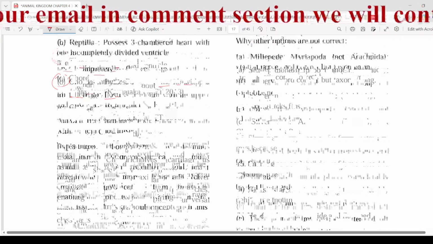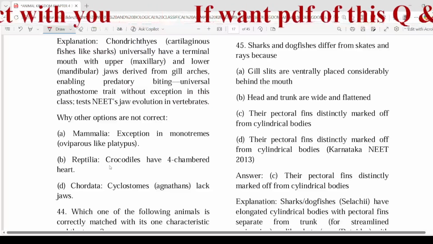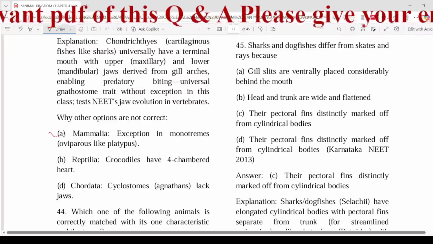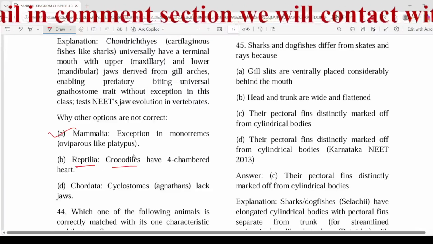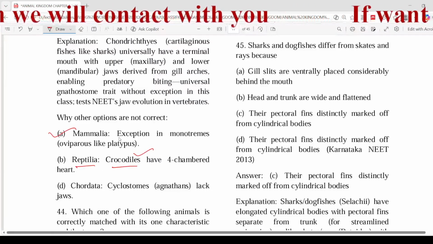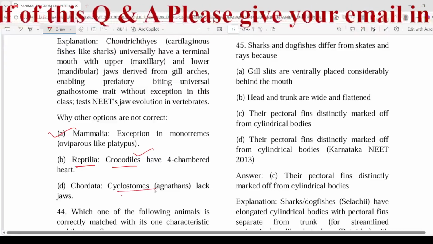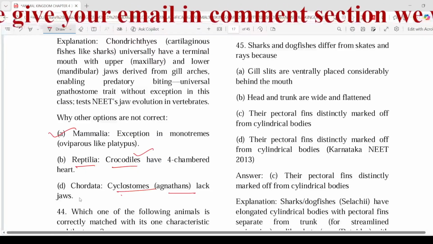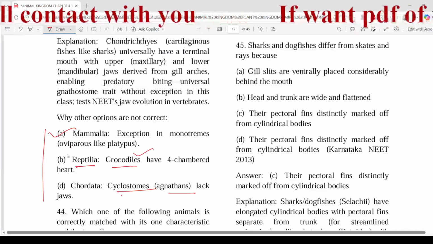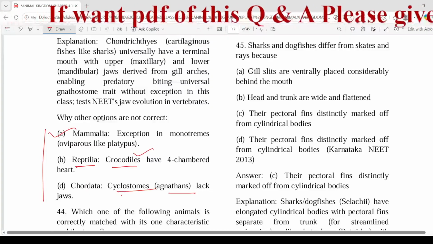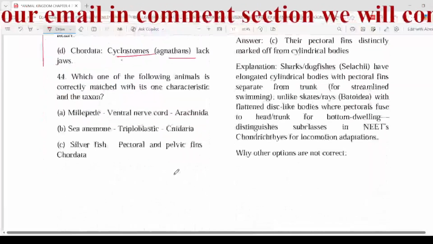But other options like option A, mammals, have exceptions in monotremes, and also mammals have exceptions, and reptiles also have exceptions. Crocodiles have a 4-chambered heart, but all other reptiles have a 3-chambered heart. And Chordata cyclostomes don't have any jaws. So these are the reasons for discarding the other options. So let's move to the next question here.